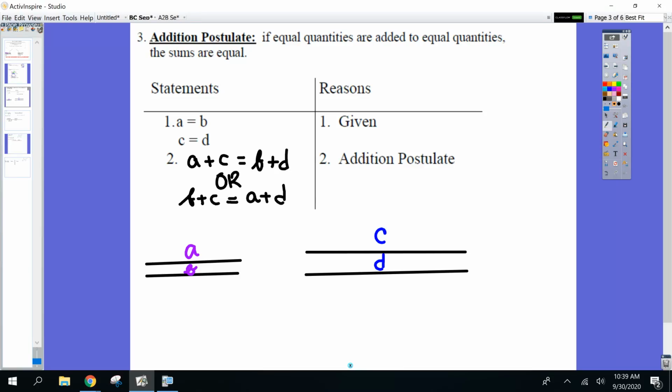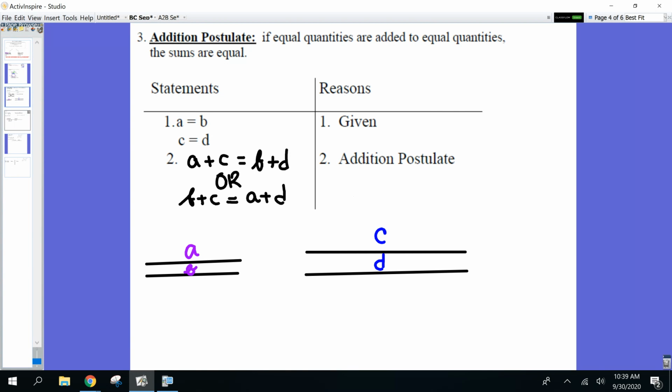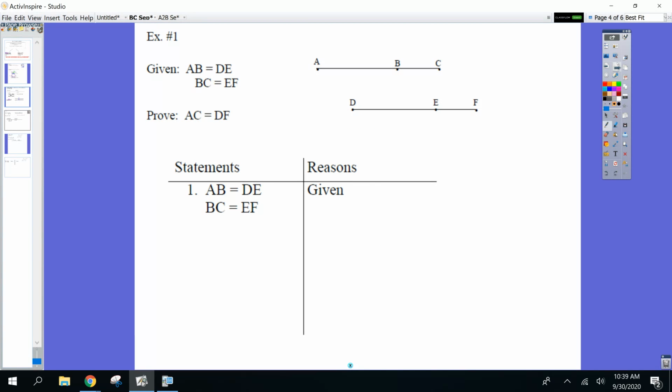All right, the time's here. It's finally arrived. Embrace it. It's time for your first proof. Your first geometric proof of the year.